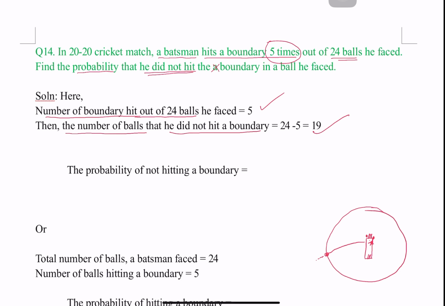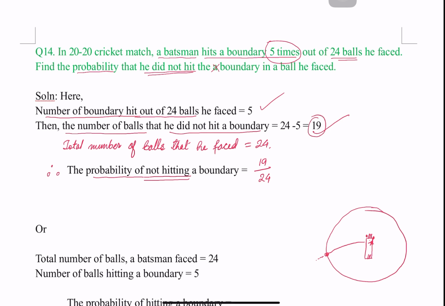Then the probability of not hitting the boundaries. What was the total number of balls that he faced? 24. So now the probability of not hitting a boundary will be 19 by 24. How is that, sir? Because the question says probability of not hitting boundary. So what is the number of balls that the batsman did not hit the boundary? It is 19. So the 19 will be in the numerator and the total number of balls will be at the denominator. This is how we calculate.